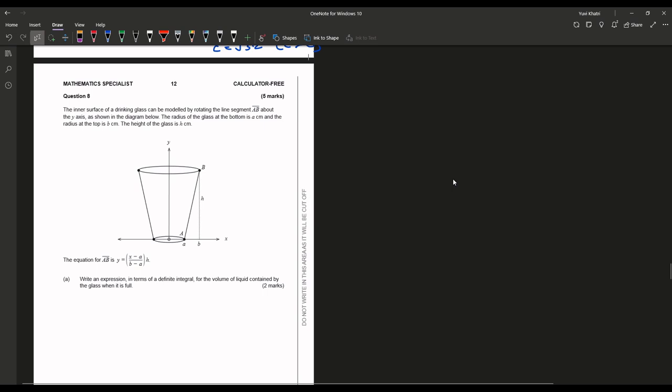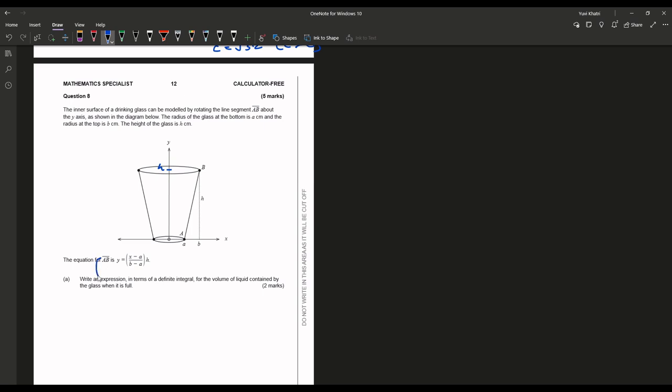Now question 8 is the last question of the non-calc, and it says the inner surface of a drinking glass can be modeled by rotating the line segment AB about the y-axis. So this is the line segment AB, and they rotate that about the y-axis, and it gives us this little drinking glass. You can just imagine that. The radius of the glass at the bottom is 8 centimeters, which they've given here, and at the top it's B centimeters. The height of the glass is H. This y coordinate is H, the height of the glass.